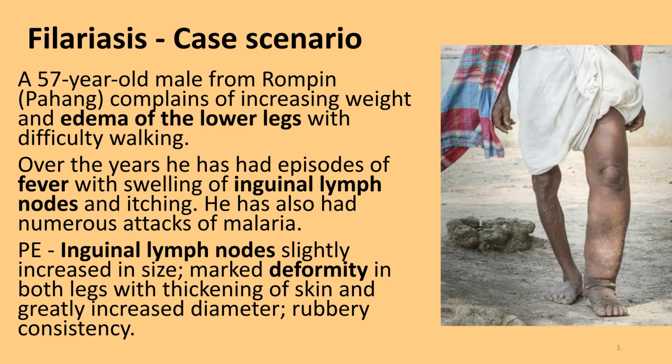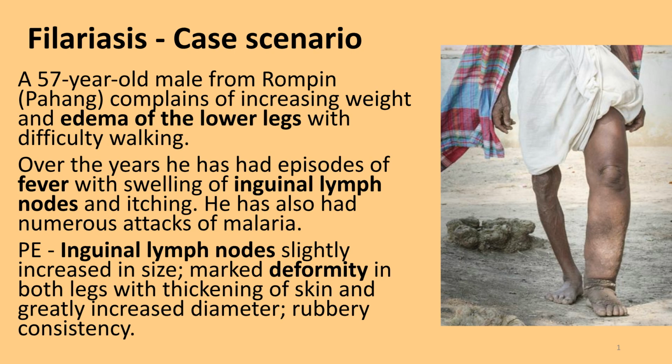Interestingly, he also mentions having had numerous malaria attacks in the past. On physical examination, we observe that his inguinal lymph nodes are slightly enlarged. Most strikingly, both legs show marked deformity with significant thickening of the skin and greatly increased diameter. When we palpate the legs, they have a rubbery consistency. This clinical presentation is highly suggestive of chronic lymphatic filariasis, specifically elephantiasis.